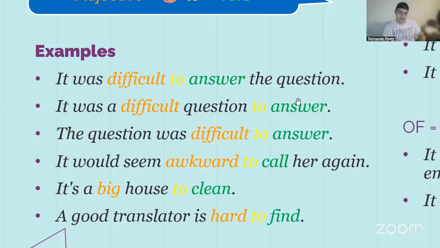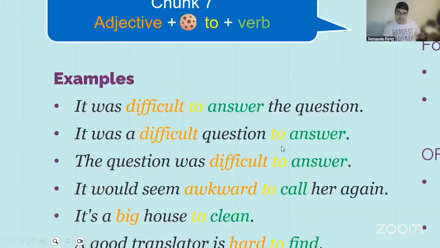This cookie is always an issue. I'm giving you the most common mistakes we have in speaking and writing, so you can detect them whenever you are producing the language. So let's say, for example, a good translator. How can we say that?